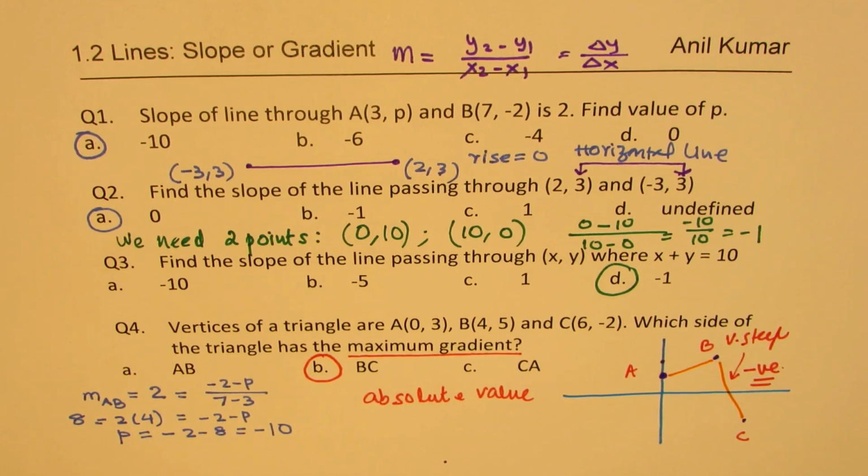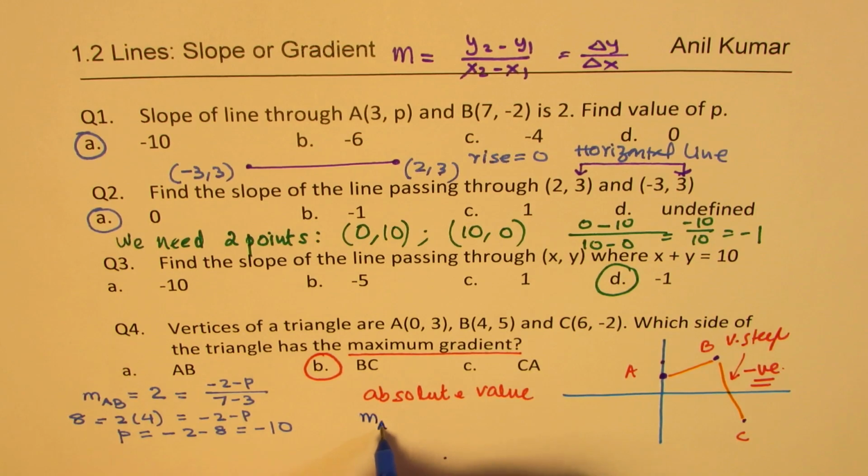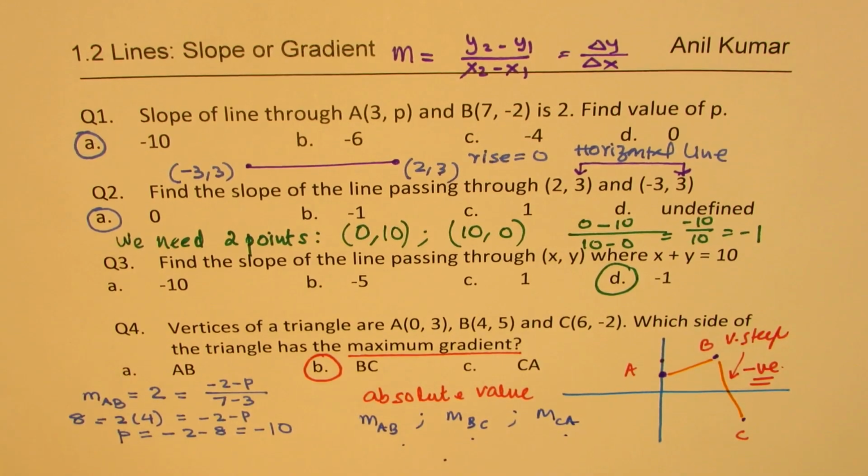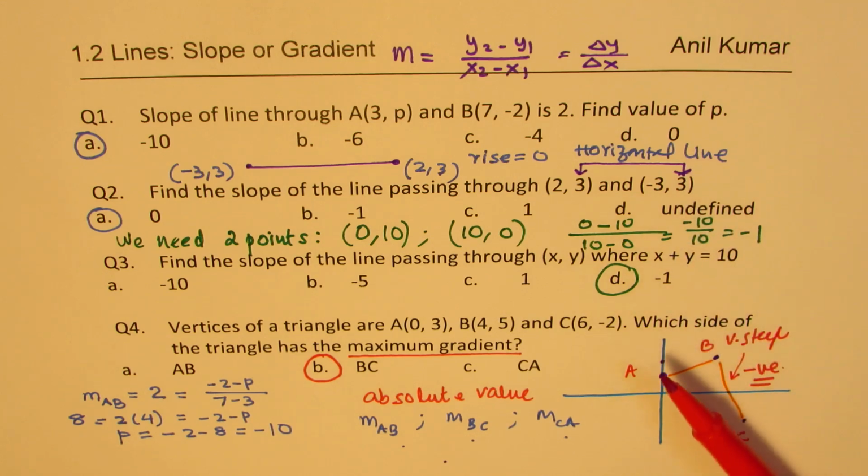What you should do here is also verify by finding slope. You can find slope between A to B, between B to C, and between C to A, and compare. But if you think about it and graph it, as we just did, then you can answer this multiple choice question within seconds. So that could be our approach. As you can see here, many times the approach could be to visualize and then answer slope-based questions. I hope that makes sense.